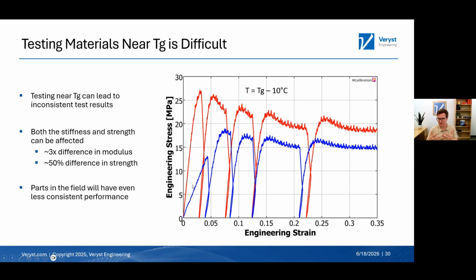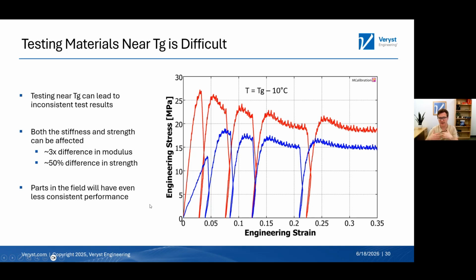But whenever you're doing mechanical characterization, there's going to be small fluctuations in the temperature. And so we're essentially unable to get a consistent measure of the material properties due to those fluctuations, because the material is so temperature sensitive over this range. And you can see there's probably about a 3x difference in modulus and a 50% difference in the actual measured strength of these materials.